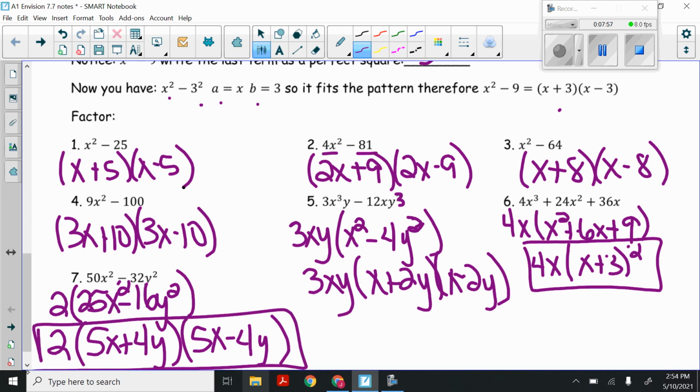So be on the lookout for taking out the GCF and then creating either a perfect square trinomial or a difference of squares. And so that wraps up Chapter 7.